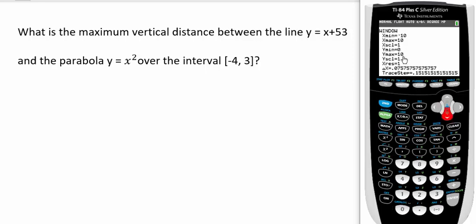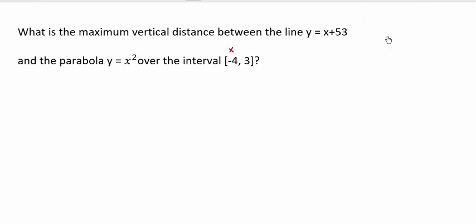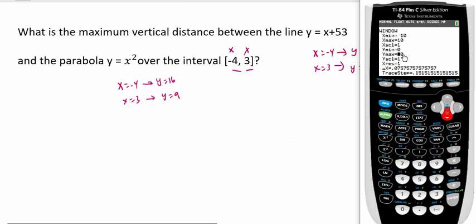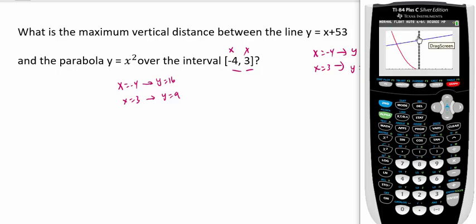To determine what the y-max might be, you could mentally plug in x equals -4 and x equals 3 into both equations to get an idea how big the y values may be. For x values like -4 and 3, you're going to get y values of 16 and 9 on the parabola. And then for the line, on our interval from -4 to 3, those x values give y values like 49 and 56. So on the calculator, I'm going to put my y max a little bigger than 56. In fact, I'll just type in 70, so that when I press graph, that'll give plenty of room in the window to show me what's going on.